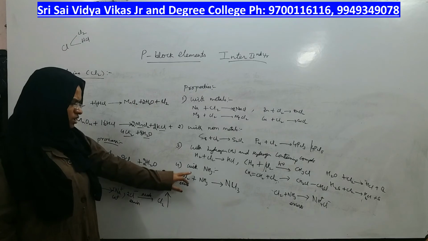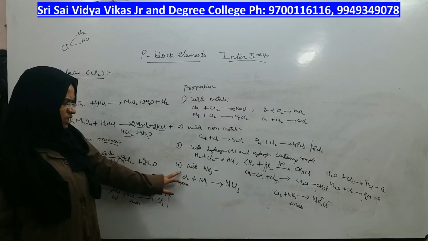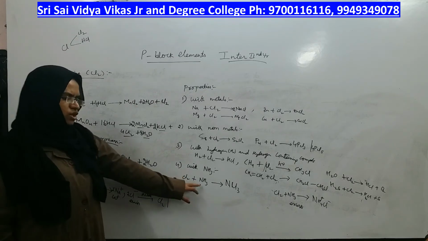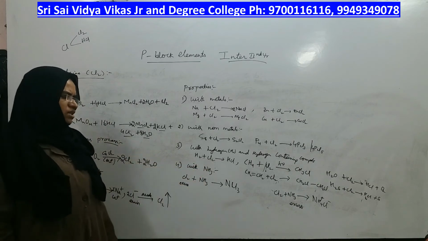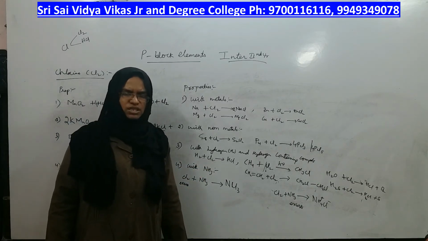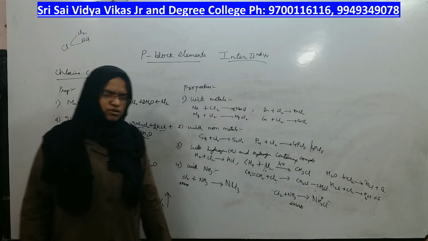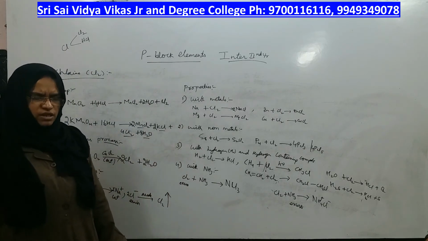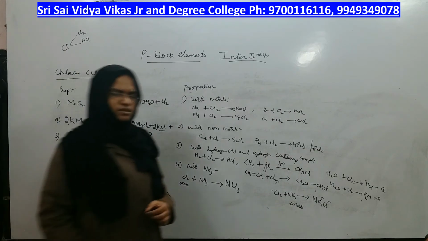There is a difference between the first product and the second product. In the first, you are taking excess of chlorine but not ammonia. In the second, you are taking excess of ammonia but not chlorine. These are some of the properties of halogens. There are some more properties of chlorine. Let us see even those.